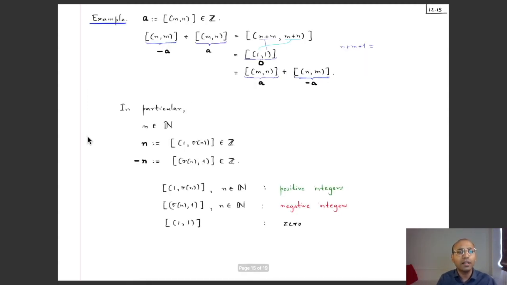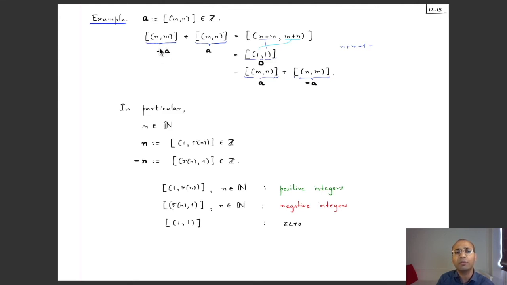So as another example of integer addition, let us take any integer which we denote by a, and that's the equivalence class containing the ordered pair (m, n). And let us consider now the equivalence class containing the ordered pair (n, m). So I simply swap these two. Okay, and the resulting integer I denote by minus a.